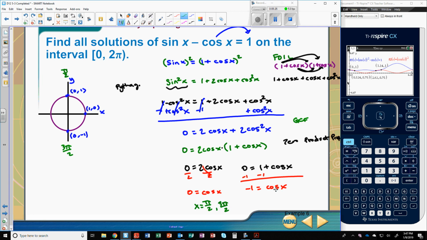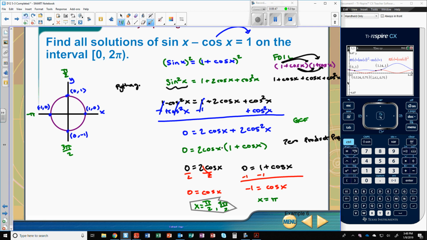And then on this one, we want cosine to be -1. When is cosine -1? Well, that would be over here, because again, that's x, and this would be x going left 1 unit, (-1, 0). And that value is pi. So this would be when x equals pi. And so these should be our answers here. Should have 3 of them.